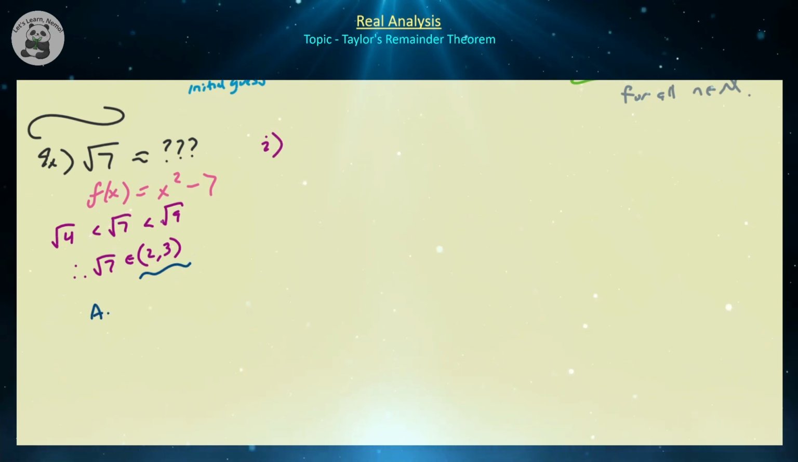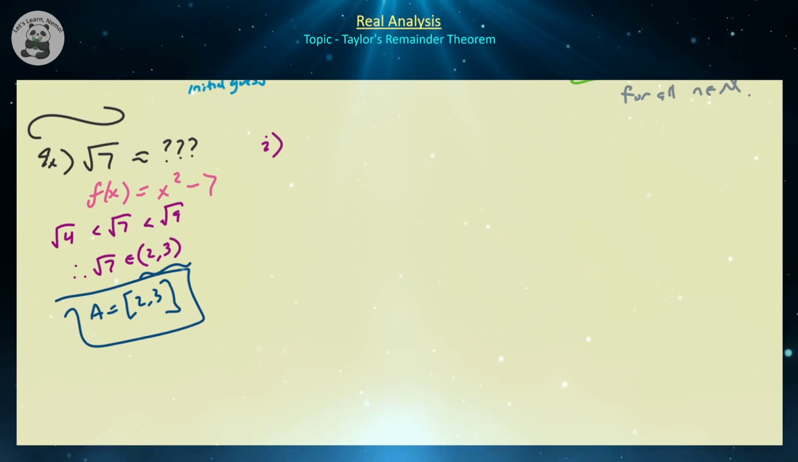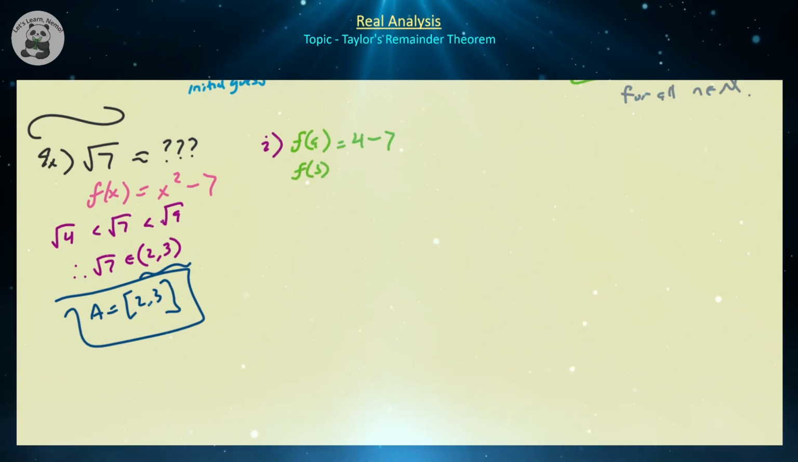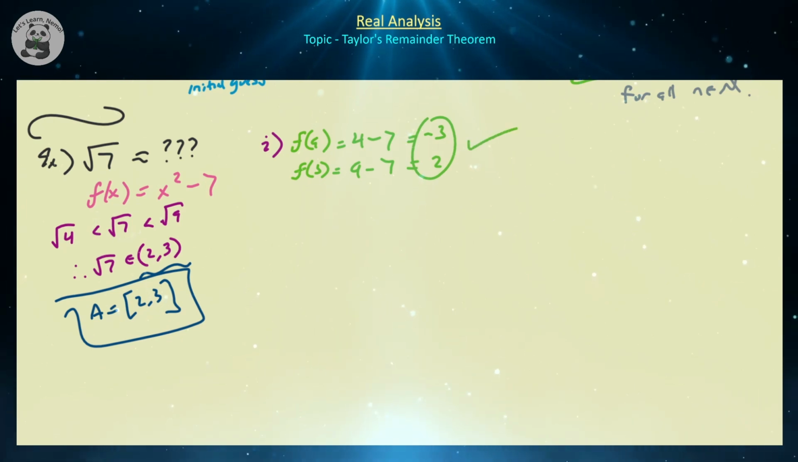So let's define a to be equal to 2 and b to be 3, and that's going to be our interval, and let's evaluate our function on those boundaries. So f of a is going to be equal to 4 minus 7, and f of b will be equal to 9 minus 7. So 4 minus 7 will be minus 3, and 9 minus 7 will be equal to positive 2. So they are opposite signs, so the first criterion is met.